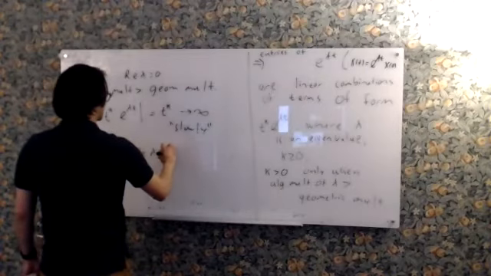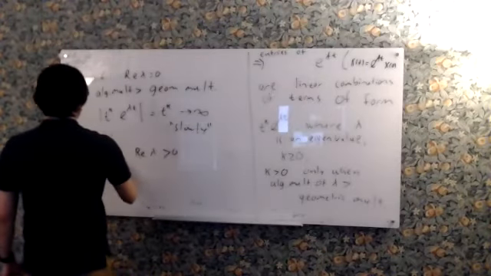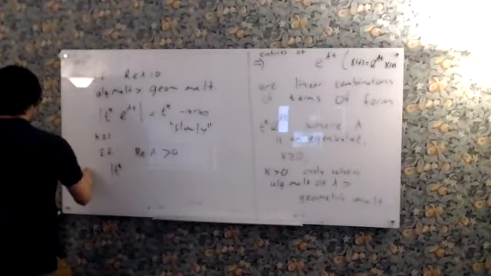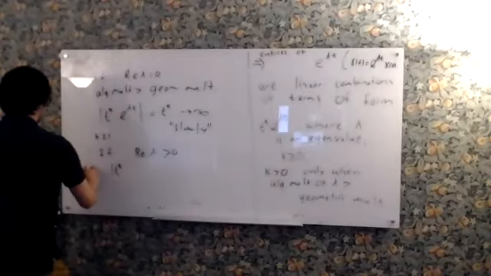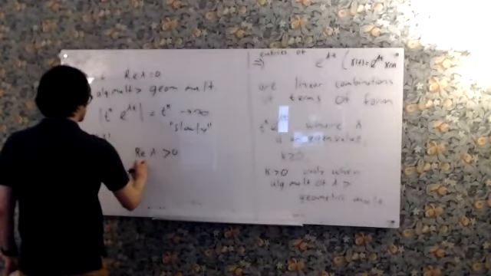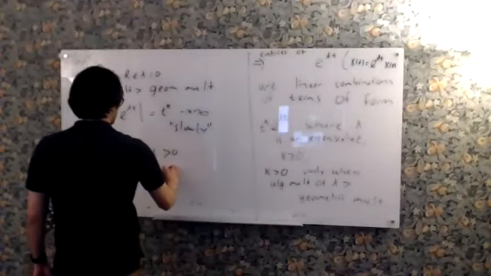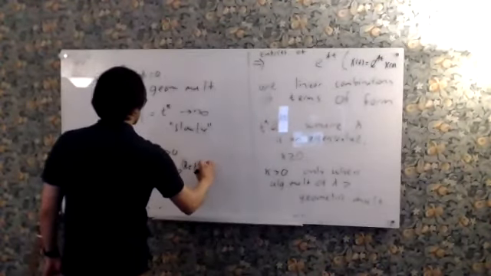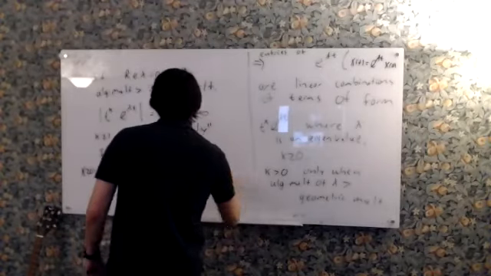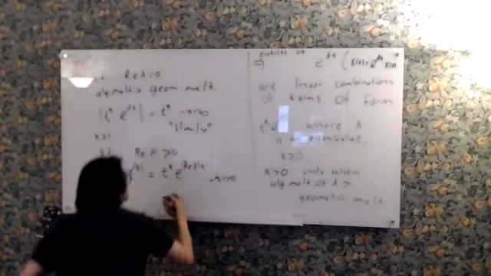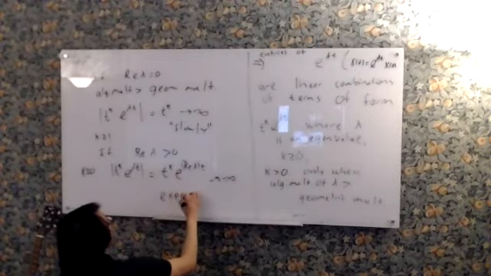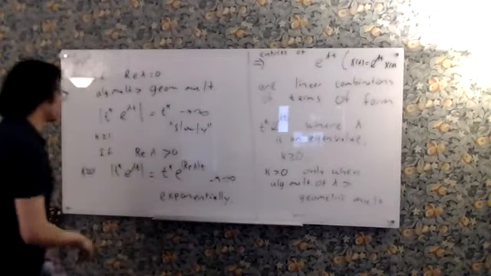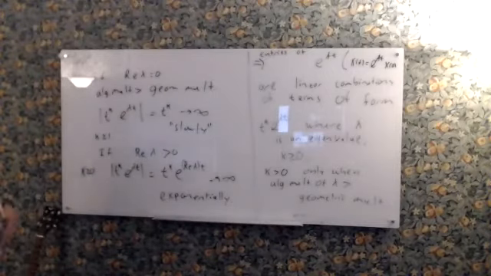If the real part of lambda is greater than 0, then regardless, for k greater than or equal to 0, t to the k e to the lambda t has magnitude t to the k e to the real part of lambda t, which goes to infinity exponentially, or quickly. And so that's it.